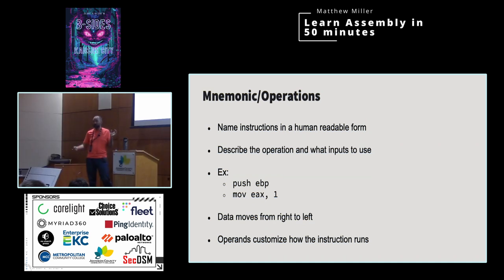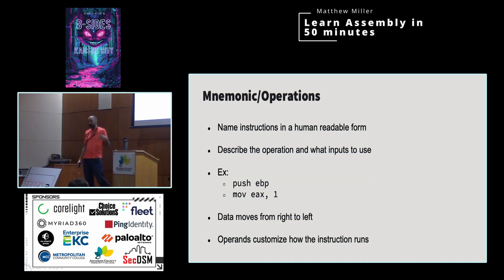So move EAX, 1 means I'm going to take the number 1 and move it into the register EAX. And EAX has, anybody know how many bits? 32, right? So I get 1 bit in there that's set to a 1, and all the other 31 bits are going to get set to zeros, okay?